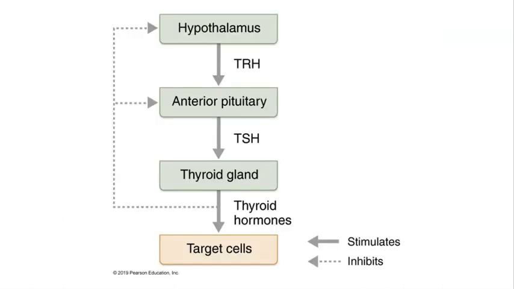So recall that the anterior pituitary controls the thyroid gland, and ultimately it is the hypothalamus that controls the anterior pituitary. The hypothalamus secretes thyrotropin-releasing hormone, which is abbreviated TRH. TRH then stimulates the anterior pituitary to secrete thyroid-stimulating hormone, which is abbreviated TSH, and then TSH will stimulate the thyroid gland to secrete thyroid hormones into the bloodstream.